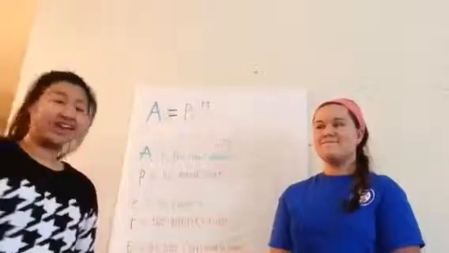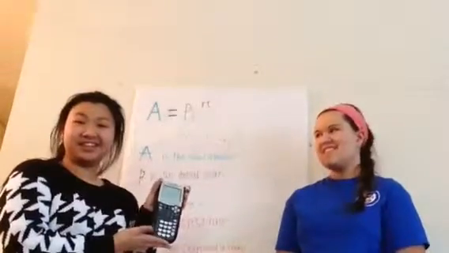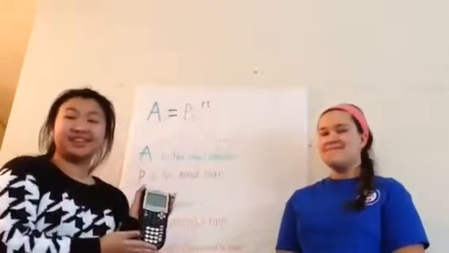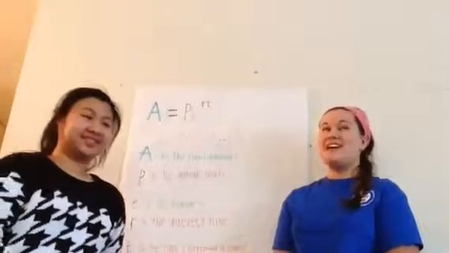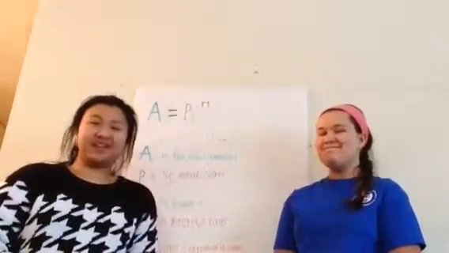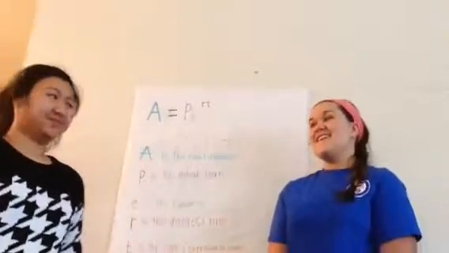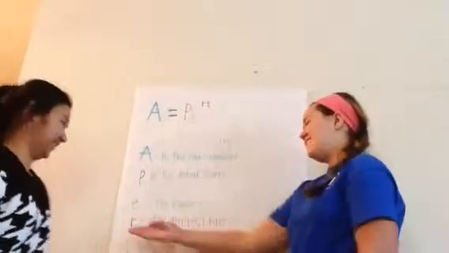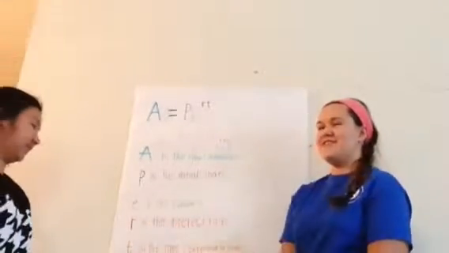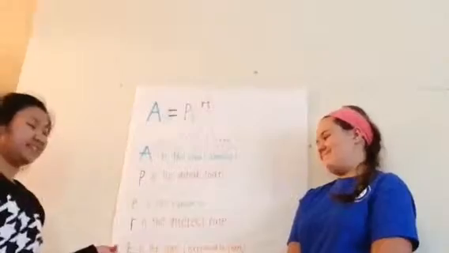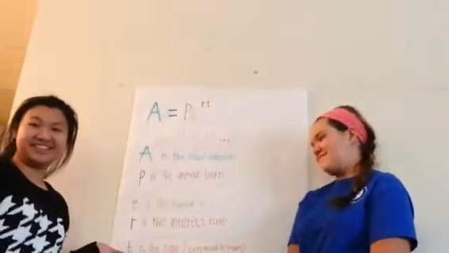And to help you out, every scientific calculator already has e programmed into it. So this will save you a lot of time, which means you'll have more time to get ready for prom. Back to the formula. R is your interest rate determined by the bank. And T is the time expressed in years.